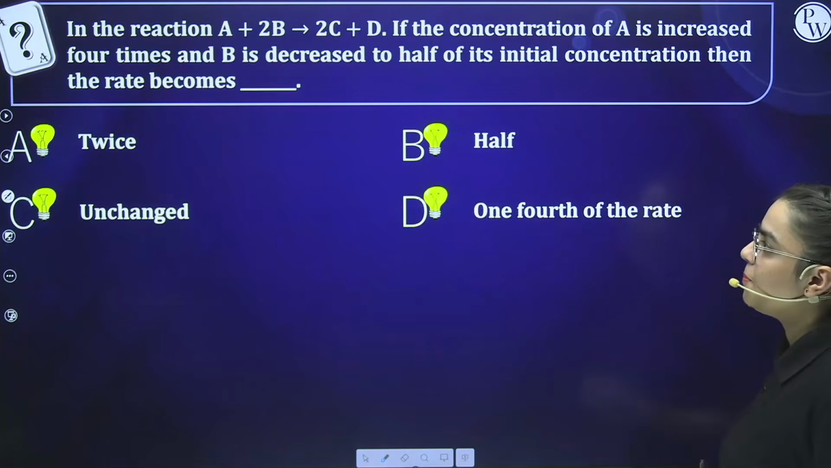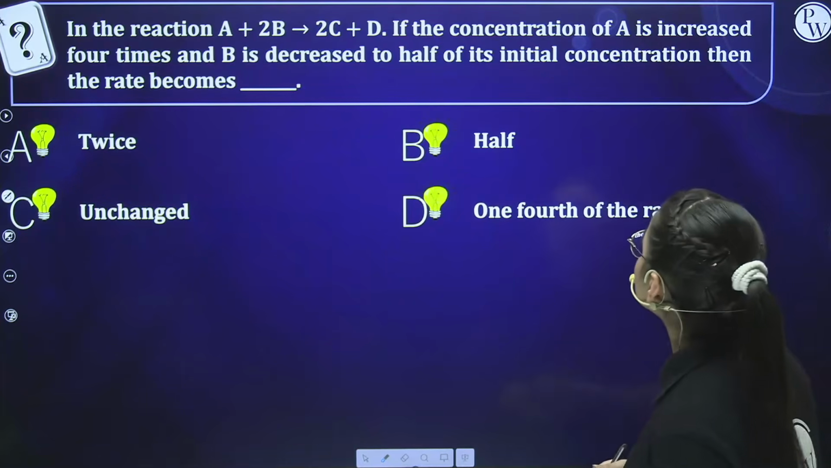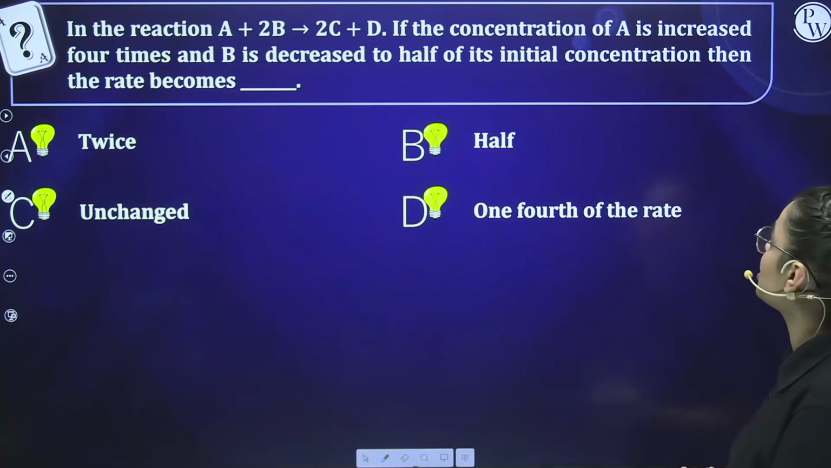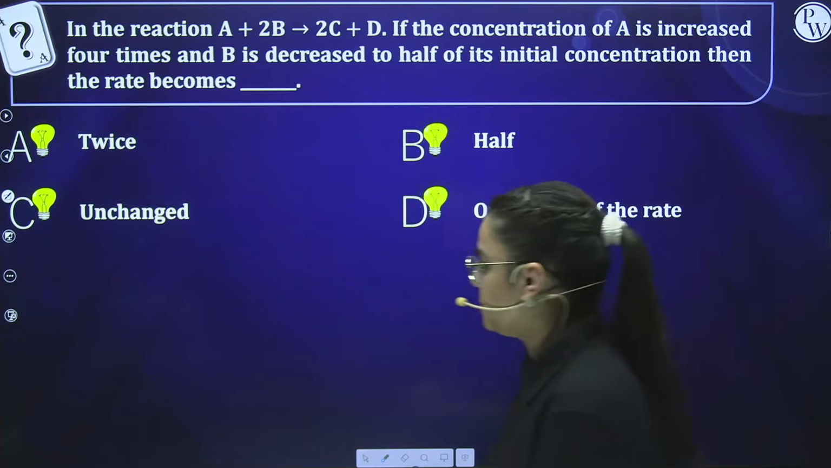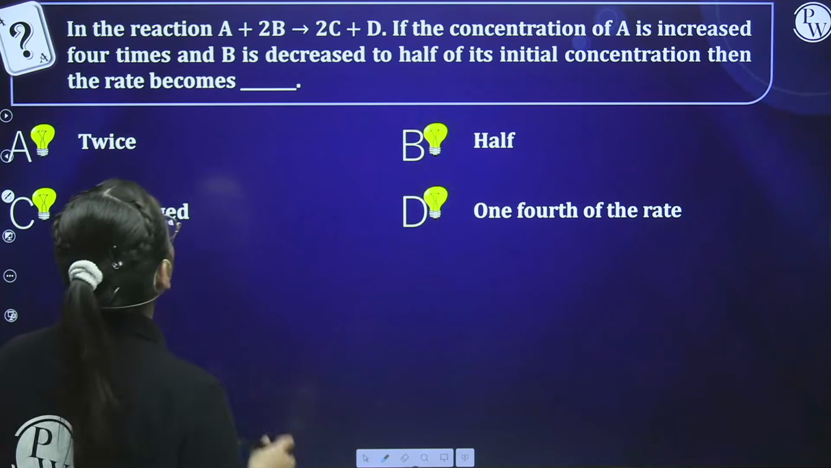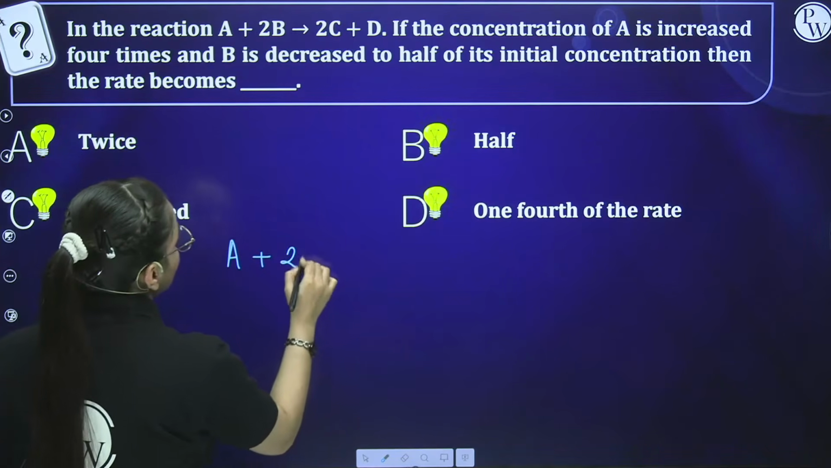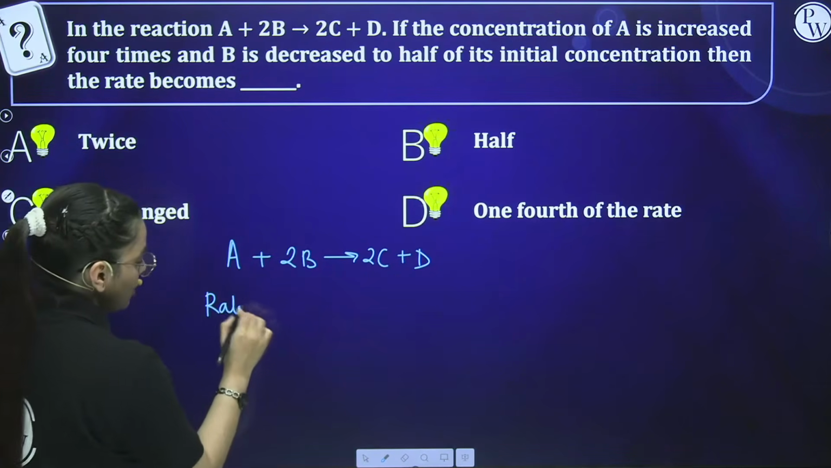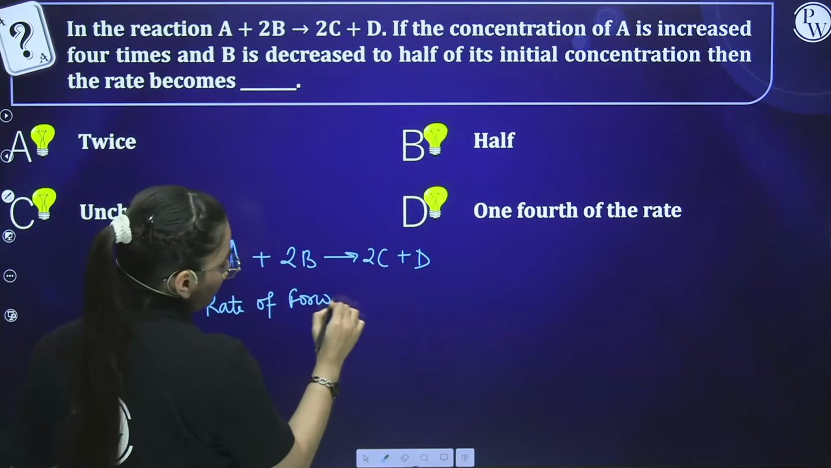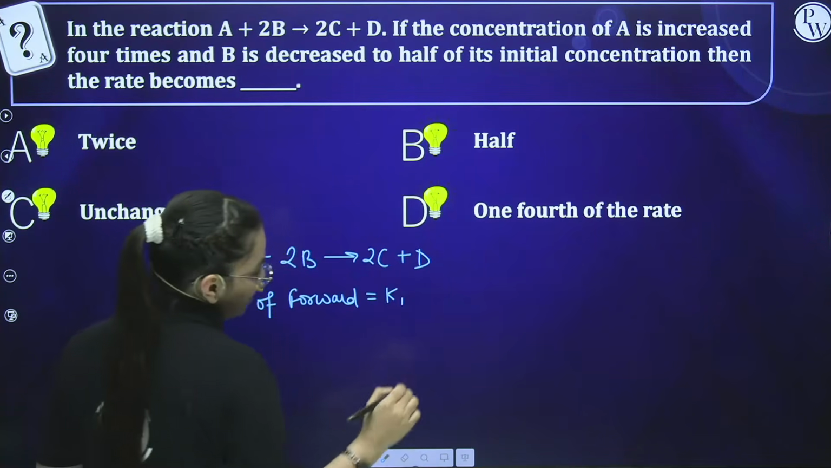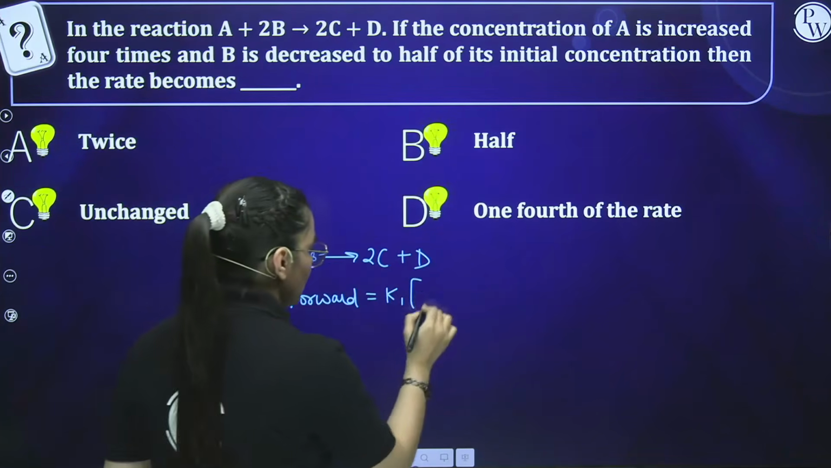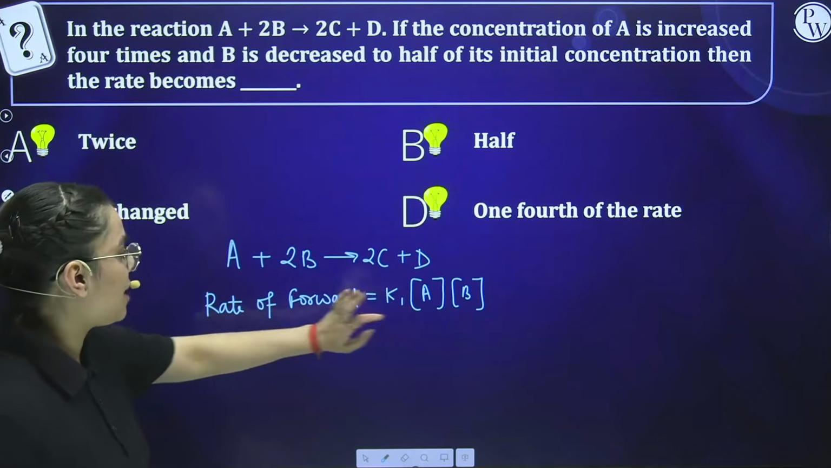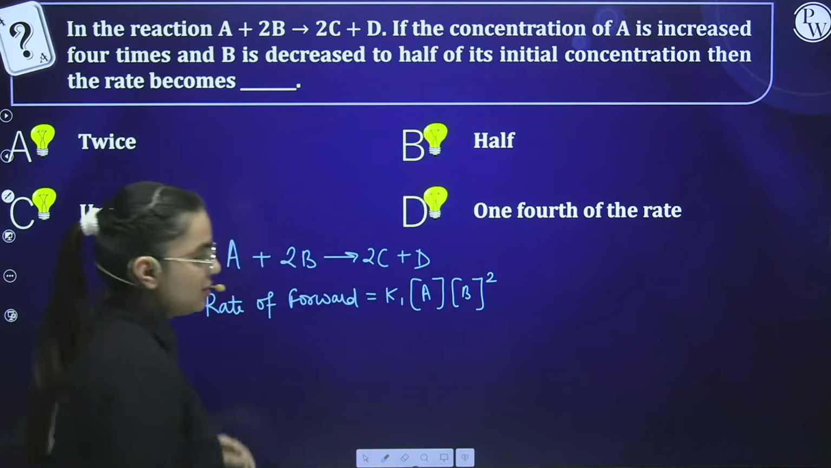In the reaction A plus 2B gives 2C plus D, if the concentration of A is increased 4 times and B is decreased to half of its initial concentration, then the rate becomes? It is very simple. We have this as our reaction. A plus 2B gives 2C plus D. We know that rate of forward reaction will be equal to the rate constant K1 into active masses of the reactants. And if they have a number, it will be their power. A has 1, so power is 1. B has 2, so the power will be 2. This is our first equation.